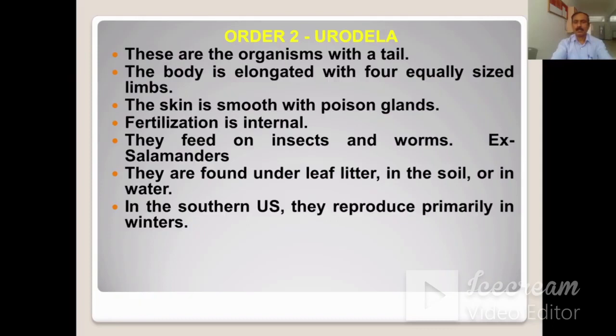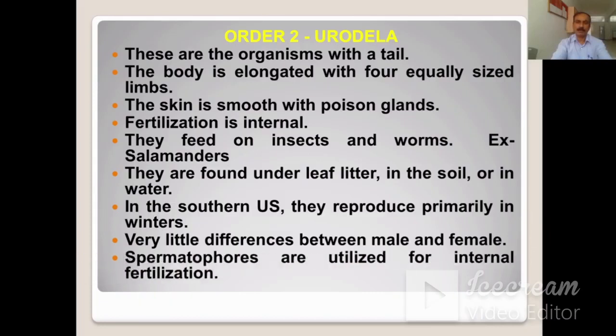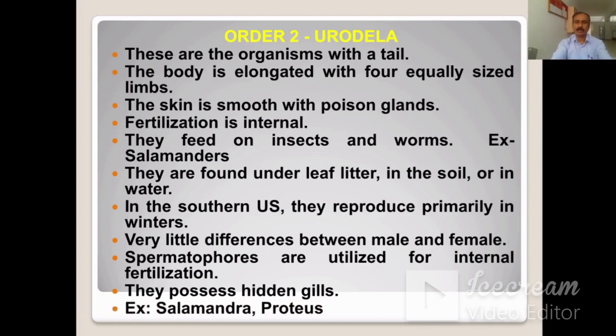In the southern US, they reproduce primarily in the winter seasons. There are very little differences between male and female. The spermatophores are utilized for internal fertilization. They possess hidden gills. These are the examples, that is Salamandra and Proteus.